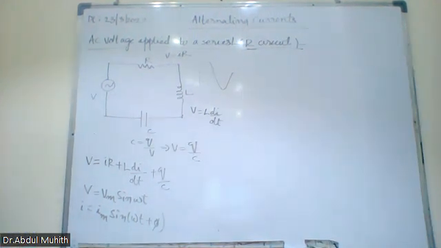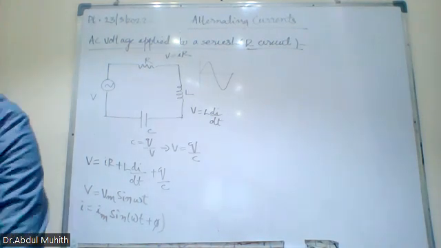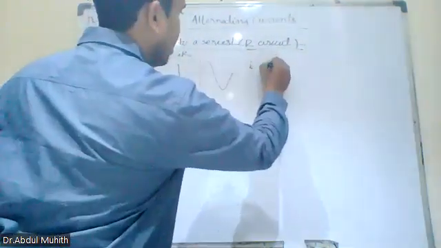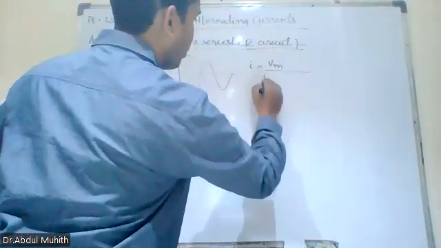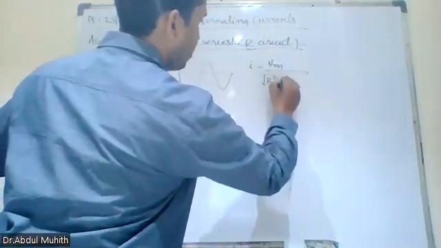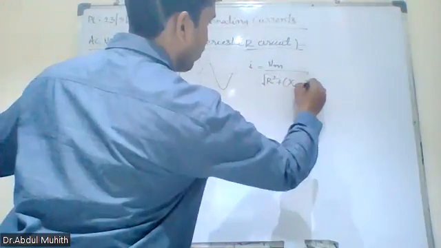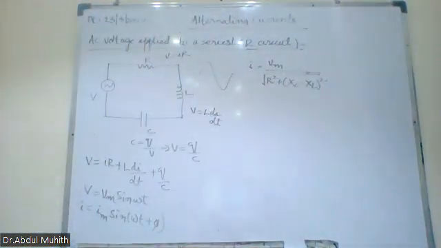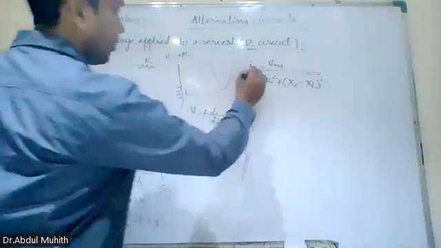Now at last, after doing the derivation, I'm just writing the final equation. I got here I is equal to Vm divided by the square root of R square plus (XC minus XL) whole square. Is that clear now? So here Im is equal to Vm divided by this value.